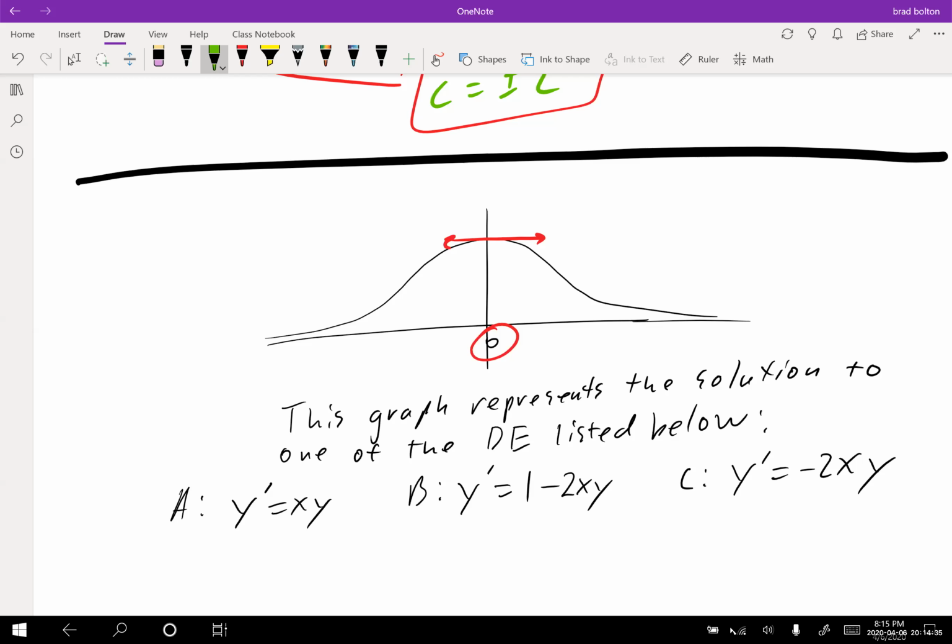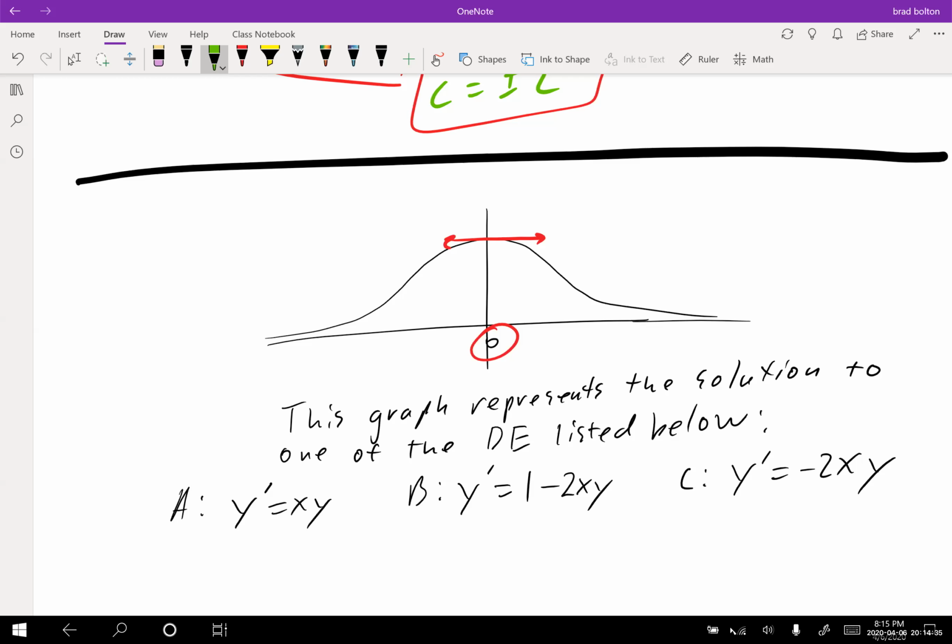If I plug 0 in right here for x, I have y prime is equal to 1, right? So if x becomes 0, that'd be -2 times 0 times y, which would be 0. And then we have 1 minus 0, which is just 1. Well, that's no good, so it can't be this one, right? So we know B is thrown out, okay? Does that make sense to everyone? If I plug 0 in for my x value, I get a slope of 1. And right here, the slope is obviously not 1, so that can't be it.